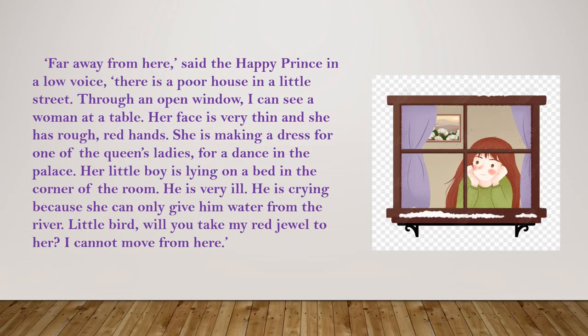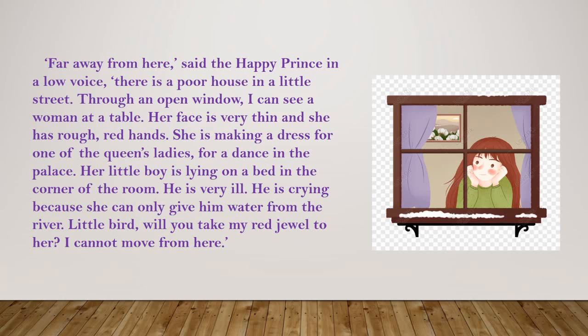So here it seems that the prince is very helpful and has a beautiful heart. The Happy Prince says to the swallow in a low voice that far away there is a poor house in a little street, and from the open window he can see a woman at a table. Her face is very thin and her hands are very rough and red, and she is making a dress for the queen's lady for their dance party in the palace.